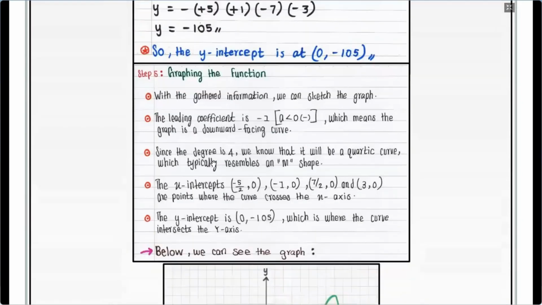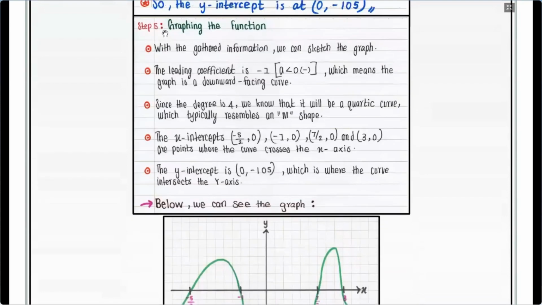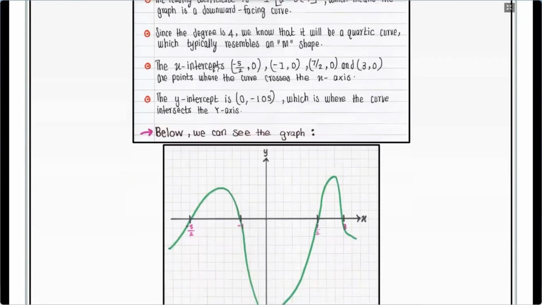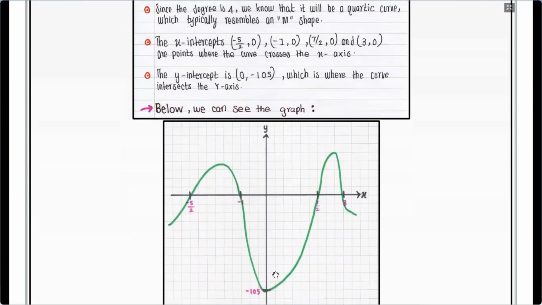Step 5, graphing the function. With the gathered information, we can sketch the graph. The leading coefficient is negative, so we can say A is less than 0, which means the graph is downward facing. We can see here, since the degree is 4, it will be a quartic curve, which typically resembles an M shape. Here we can see the graph is looking like an M shape.